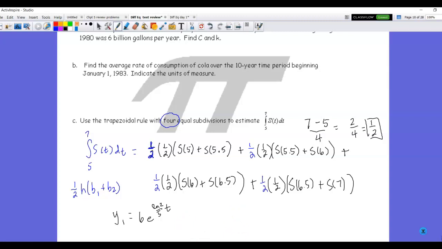So if you look at your answers in the packet, you will see that the calculation turns out to be 27.668 billion gallons. I can talk about that in class if you're struggling with the calculator use. It's just more time consuming and you have to be careful typing than anything else. Okay, let's go on to part D.